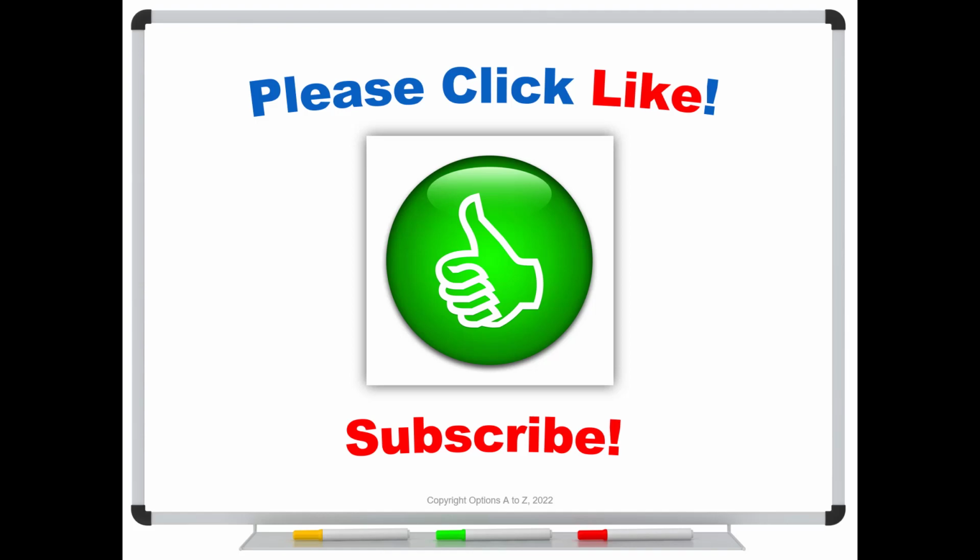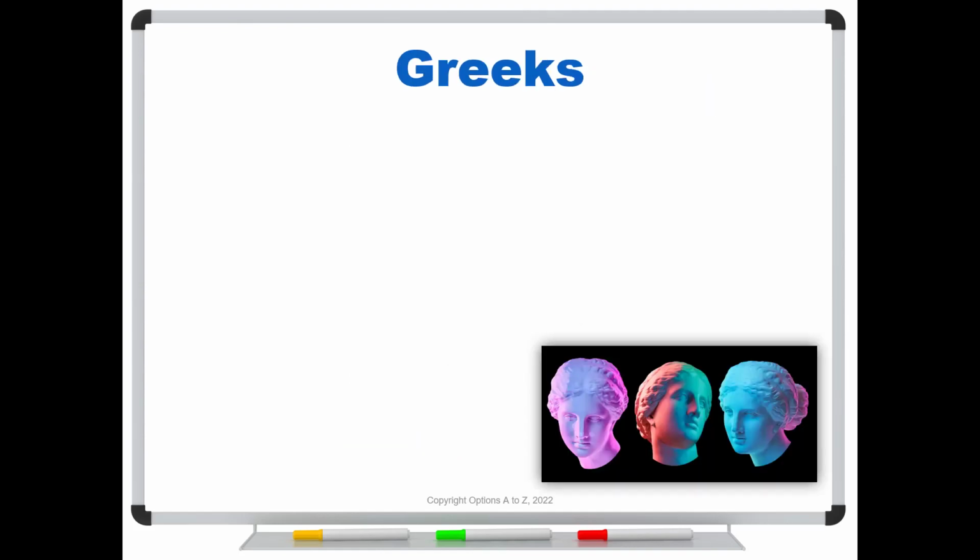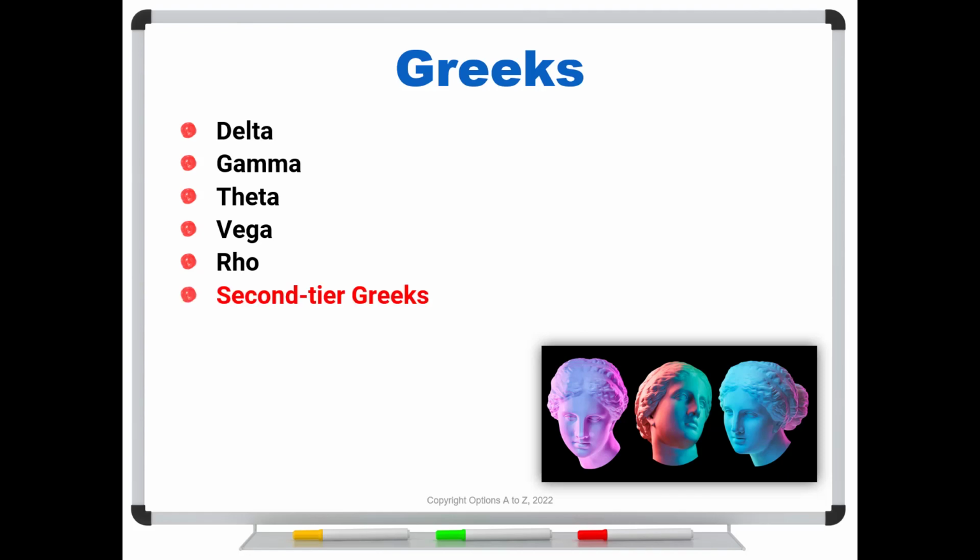So remember what all of these first tier and second tier types of risk measures are. They're all part of our Greeks. And in the first tier, we have delta, gamma, theta, vega, and rho. And there are videos in this forum talking about each of these individually. So if these are not familiar to you, you might want to check those out as well. But then there's this subcategory, again, called the second tier Greeks. And in that list is charm.